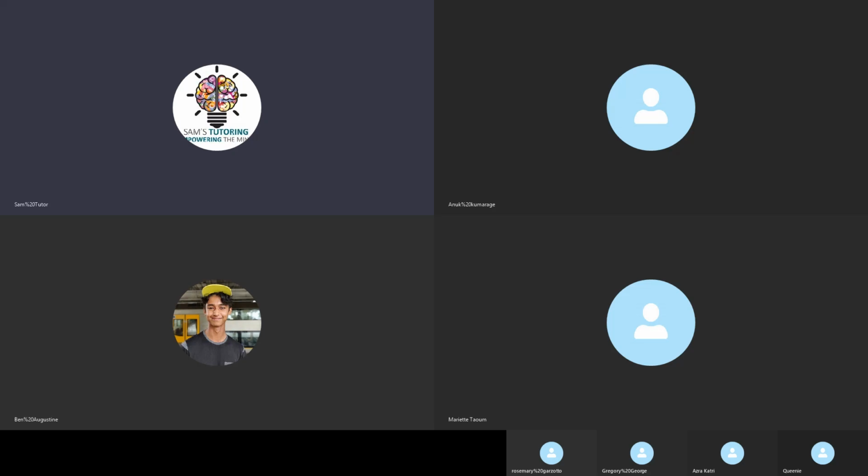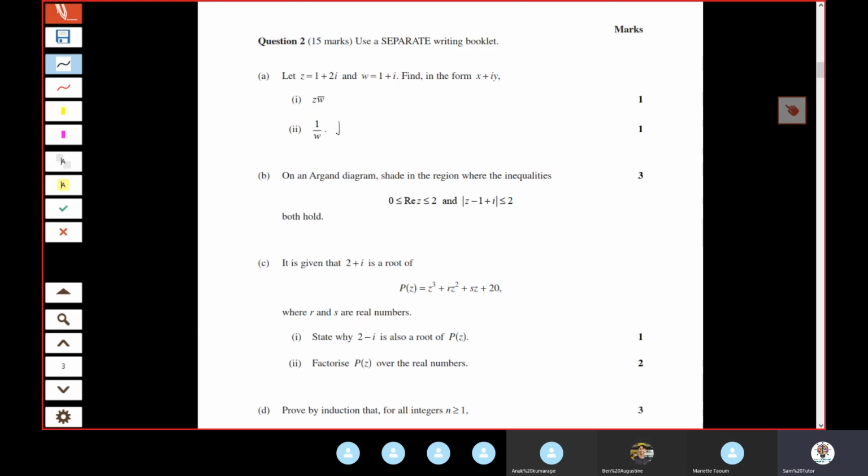Right, complex numbers revision again. Let z equal 1 plus 2i. I think these are easy. Can we say these are easy? Anyone having any issues with these in particular?